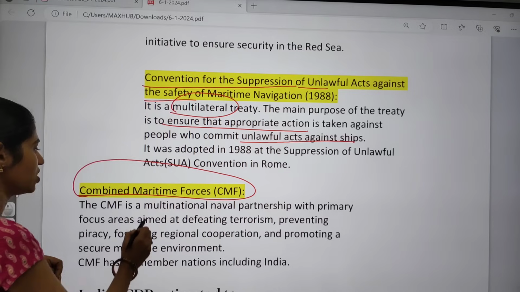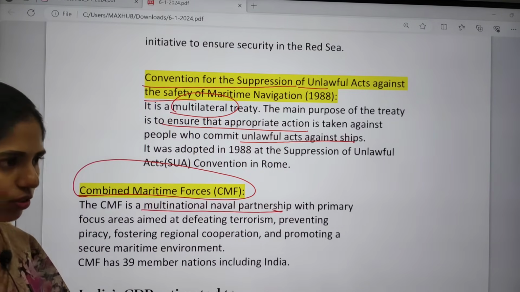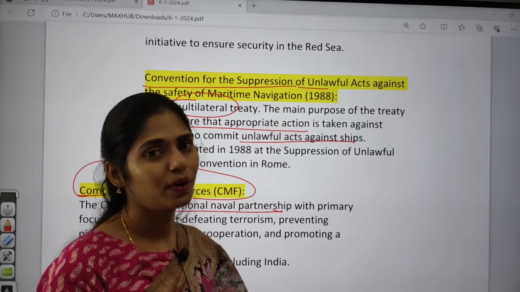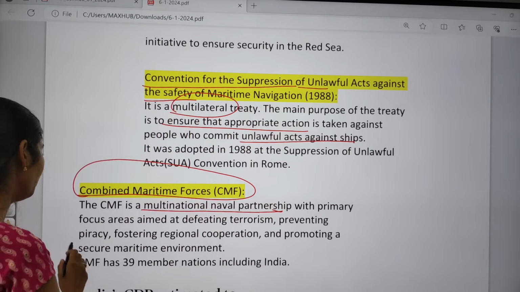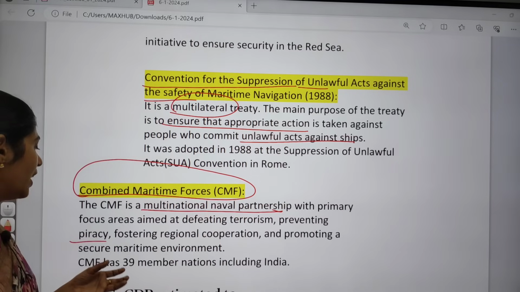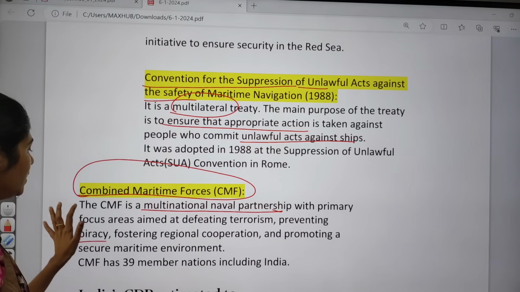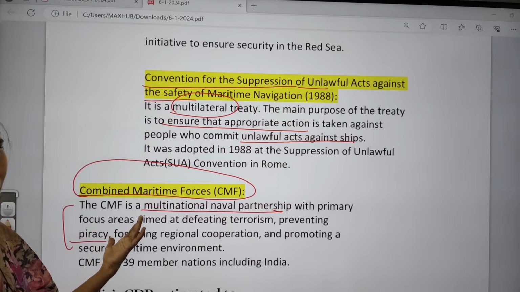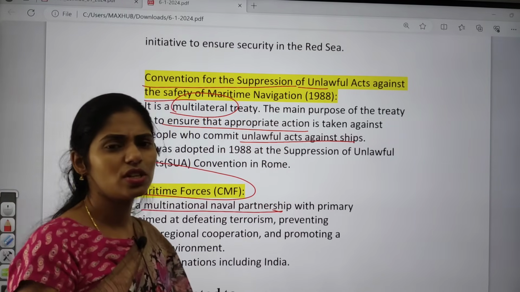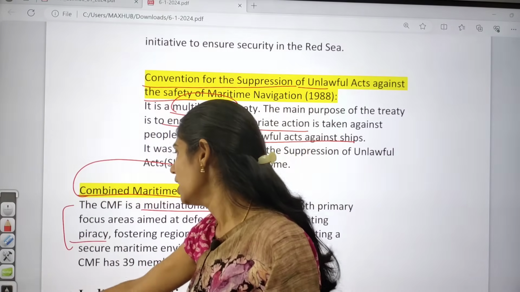So it is a multinational navy partnership, and the primary focus is on how to prevent terrorism, how to prevent piracy, how to foster regional cooperation, and how to promote a secure maritime environment. All these things are the primary areas where they are focusing. So these are some global measures that are taken to control piracy.